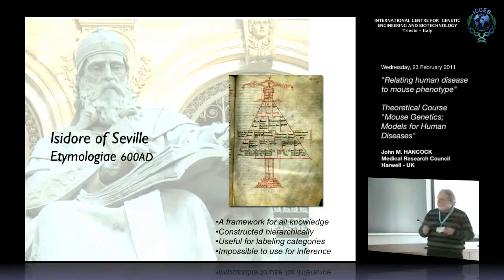And this will be useful for labeling. It wasn't designed for computer science because they didn't have computers in those days. It wasn't designed for helping people to think about knowledge. It was just a way of codifying knowledge, but it was the first example of this concept.